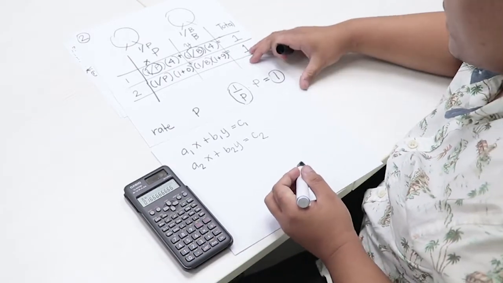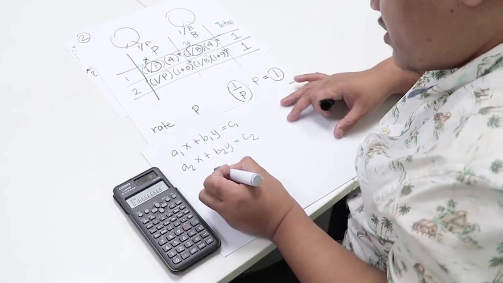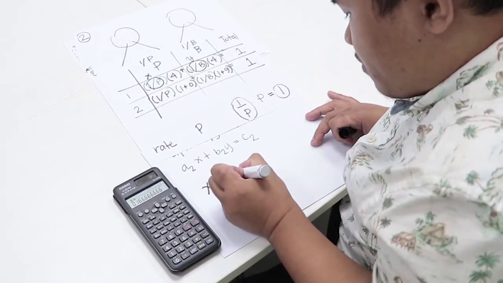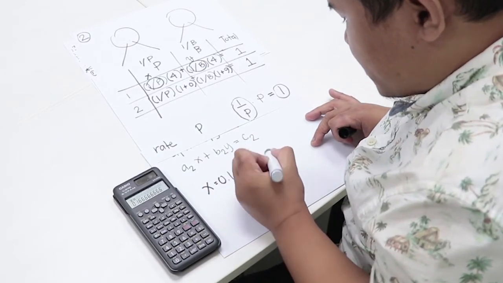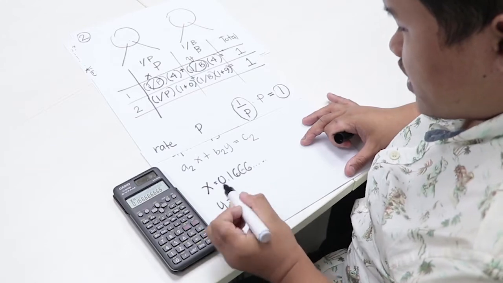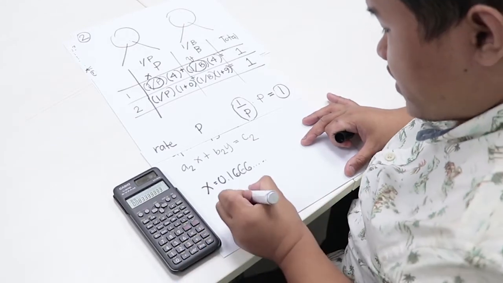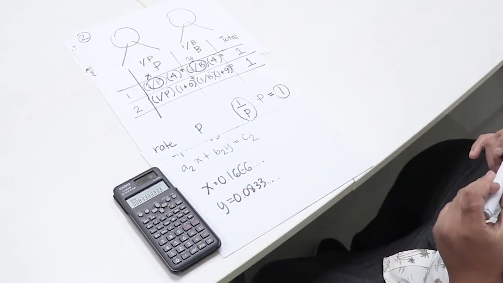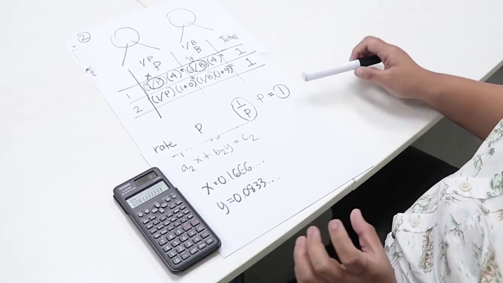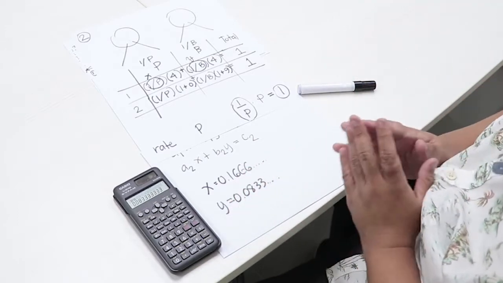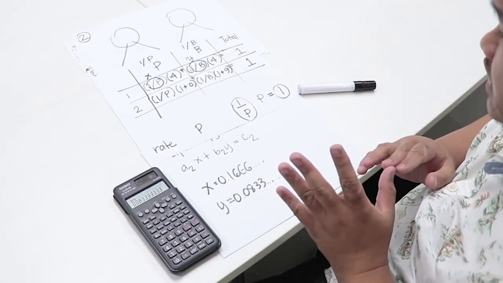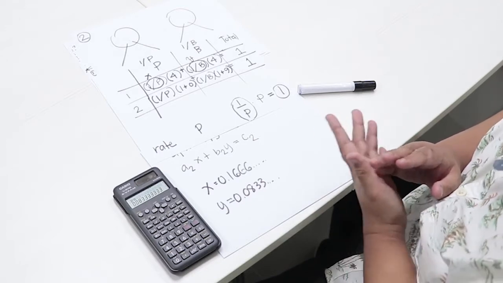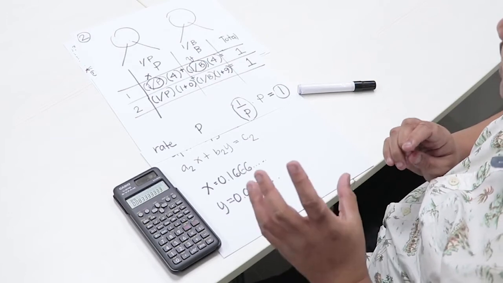So basically, nakapag-solve tayo ng equation. So lumabas ay x is 0.1666 something. And then y equals 0.0833 something. Now this is not helpful. So although of course, by default the calculator will display the answers in decimals, sometimes it's not helpful. So we need to convert decimals to fractions.